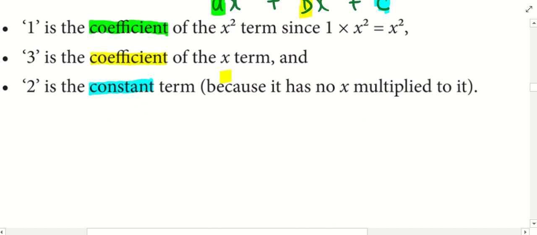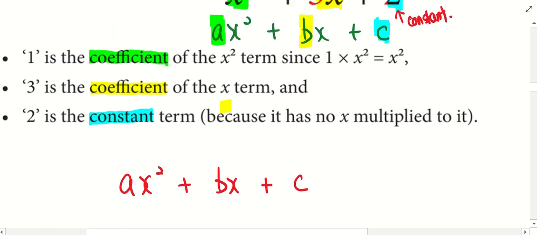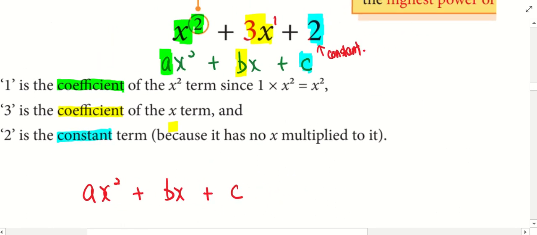So I want to summarize it. Ax squared plus bx plus c. If I want to factorize this, I need to identify it. So I'm going to use the question that's over here to make use of our calculator.